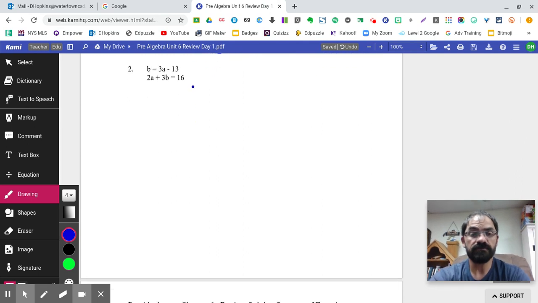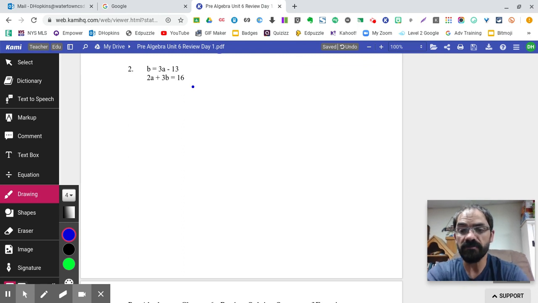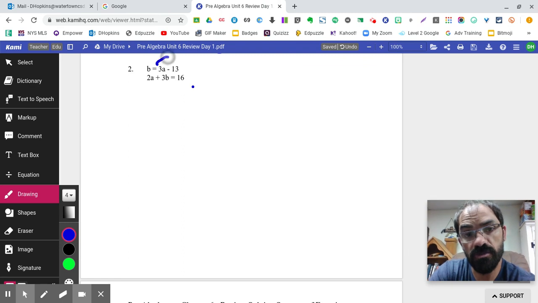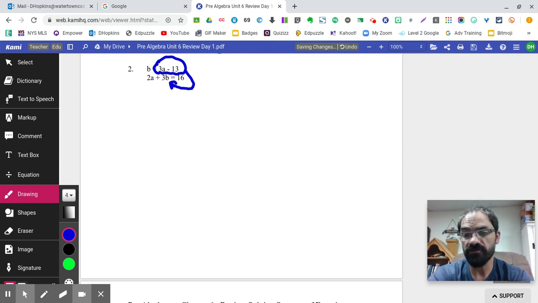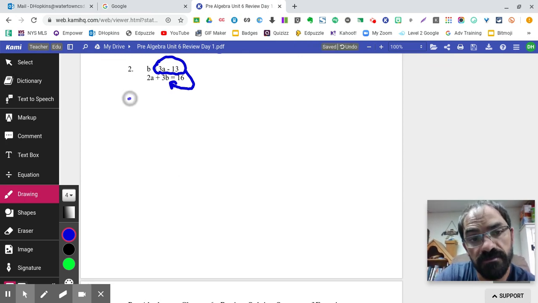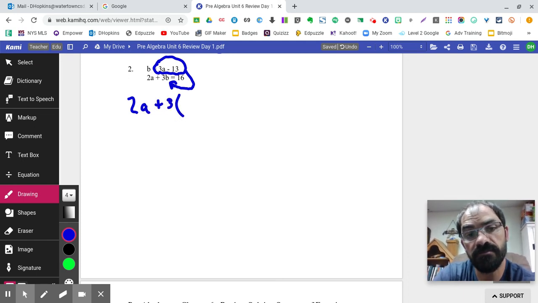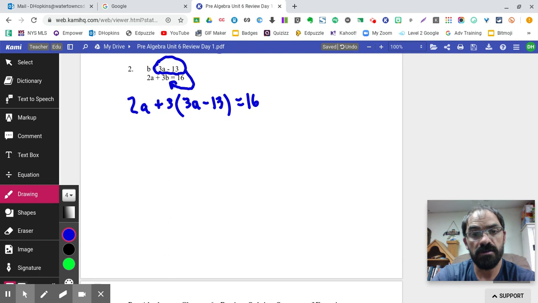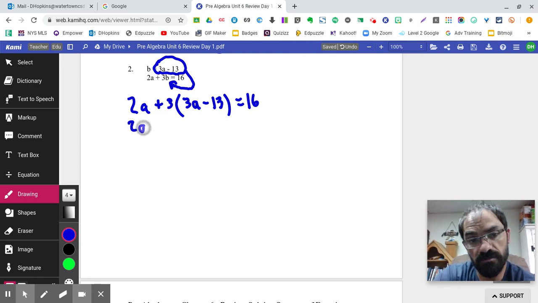Number 2. Since b is already by itself, when you have a variable all by itself, you can use the substitution method. So since b equals all of this in the other equation, instead of writing b, plug in 3a minus 13. So instead of writing the b, and finish writing it. So the first thing I would do is distribute.